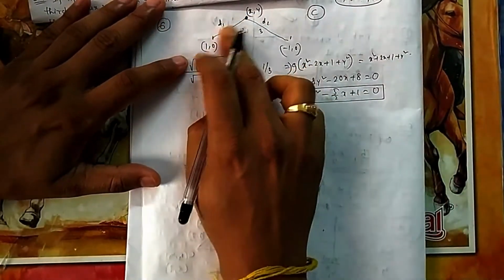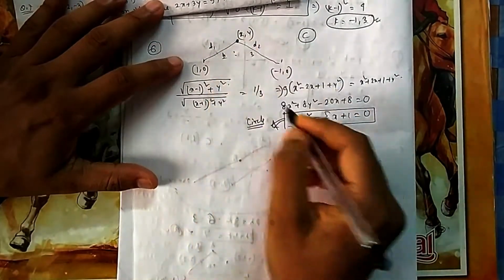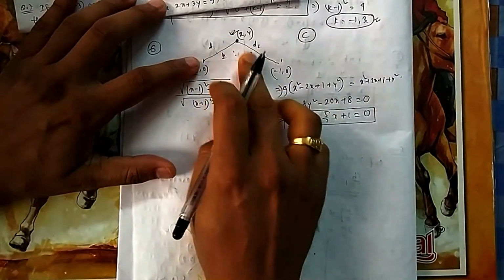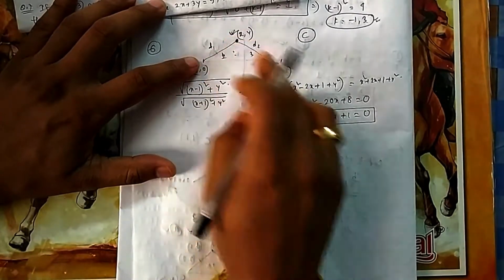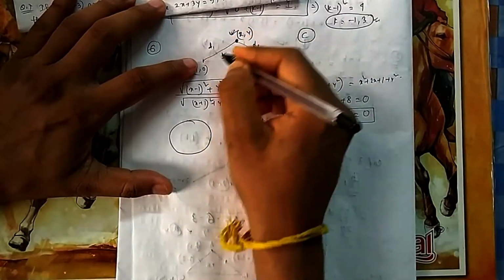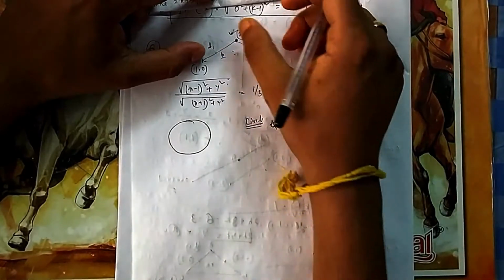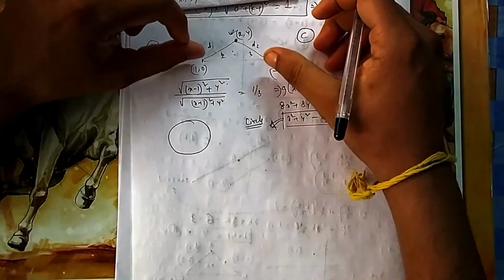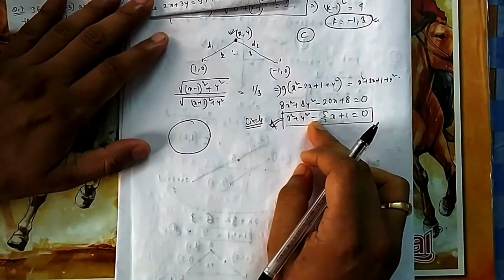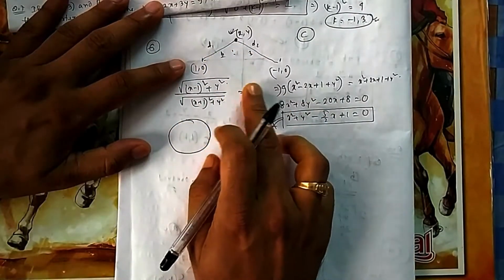That means the locus of the point which is at a distance ratio of 1 is to 3 from these two points should be a circle. That means the point should rotate through a circle. The points whose distances from these two points are in the ratio 1 is to 3 should lie on this circle. If this point lies on this circle, then this condition is satisfied.